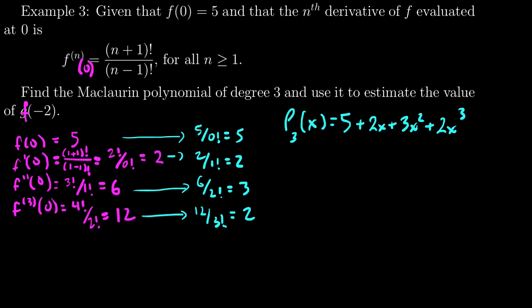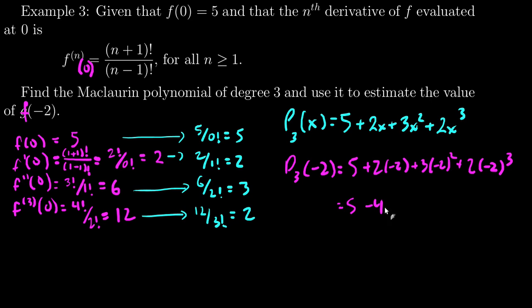And I can, let me grab a new color, evaluate this at -2 to approximate f of -2. And that's going to be 5 plus 2 times -2 plus 3 times -2 squared plus 2 times -2 cubed. 5 minus 4 plus 12 minus 16. So I have 17 minus 20, which gives me -3. So that's what p sub 3 equals. That means that this is approximately equal to that.